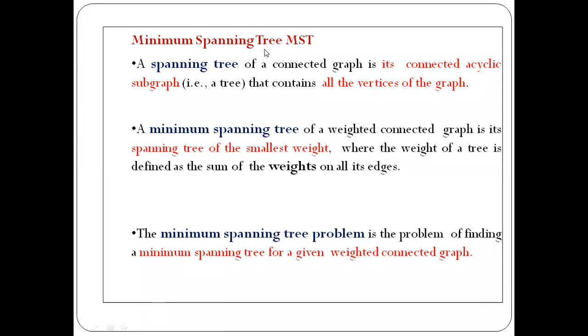Just going through the basics, what do we mean by a minimum spanning tree of a given graph? It is a connected acyclic subgraph. It contains all the vertices of the graph. So the features are it is acyclic and it is connected. It is a subgraph with all vertices. So a spanning tree is a connected acyclic subgraph which contains all vertices. For a given graph you may have n number of spanning trees. Out of all the spanning trees, the spanning tree which has the minimum weight is called a minimum spanning tree.